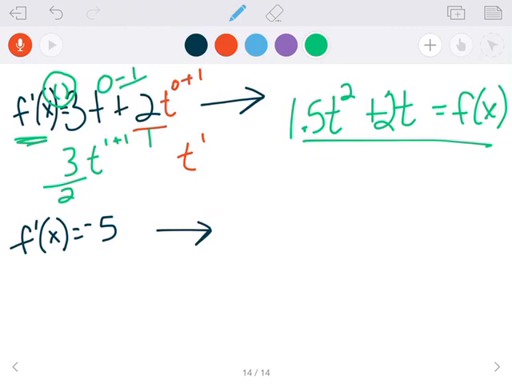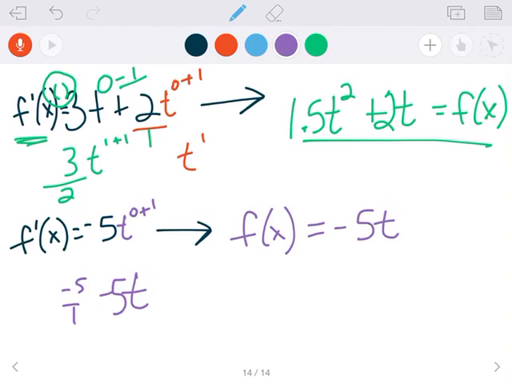Let's do the antiderivative of f prime of x equals -5. Again, we have t to the 0. So if we add 1 back to it, we would have t, and -5 divided by 1 is still -5. So our original function was -5t.